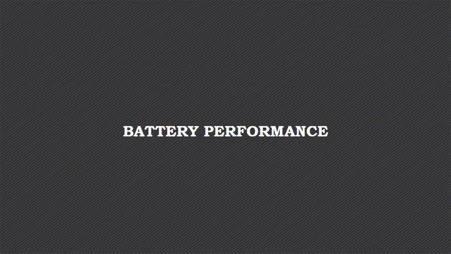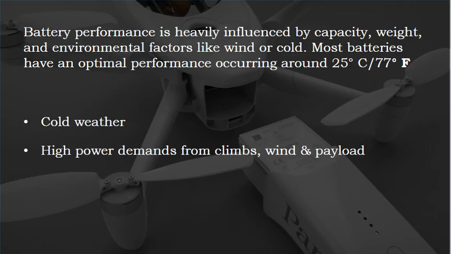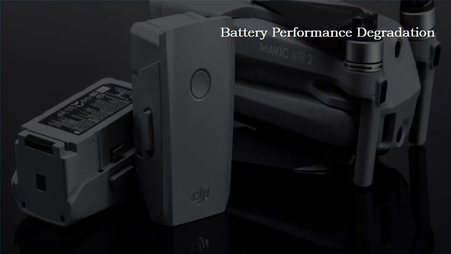Next, let's look at battery performance. Drone battery performance is heavily influenced by capacity, weight, and environmental factors like wind or cold. Most batteries have an optimal performance occurring around 25 degrees Celsius or 77 degrees Fahrenheit. Battery efficiency decreases with cold weather, high power demands from climb, wind, and payload forces, rapid temperature changes, and old or improperly stored cells.